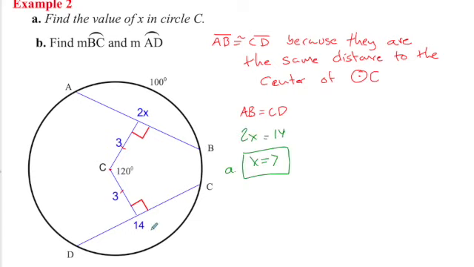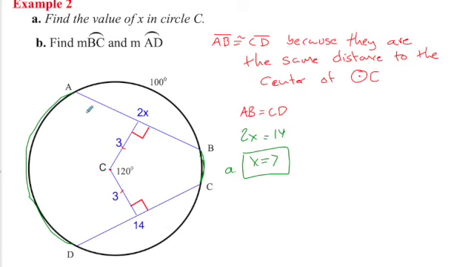So part B asks me to find the measure of BC and AD. So let's first of all look where those are. BC is over here. That's this arc, BC. And AD is over here, this arc. Okay, so that's that one. This is a little bit more challenging. Here's how we can go about that.